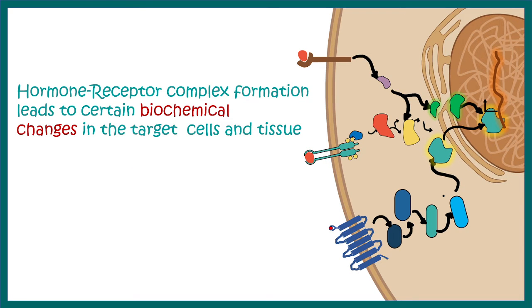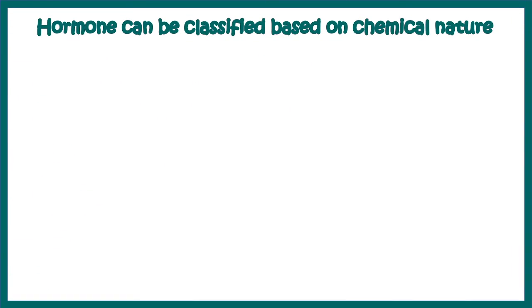Now, hormone receptor complex formation leads to biochemical changes at cellular and tissue level, and that brings out the physiological response. Hormone can be classified based on their chemical nature, and from the chemical nature we can predict what could be the basic mode of their action.